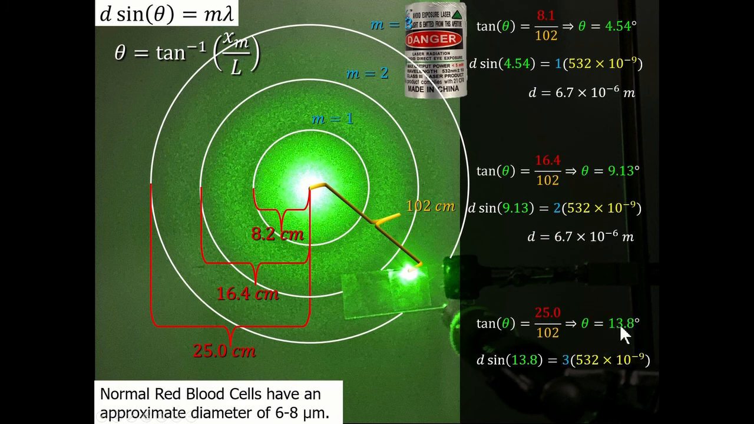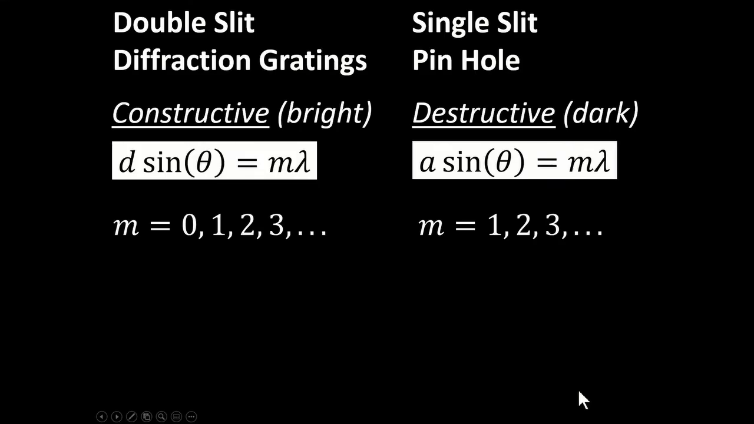And then, see, that's a pretty large angle there. But we do get the same value all the way through. And normal red blood cells are somewhere between 6 and 8 micrometers. And we were doing pretty good there.